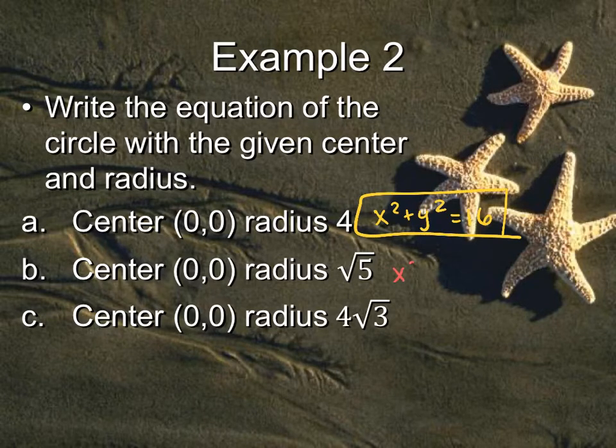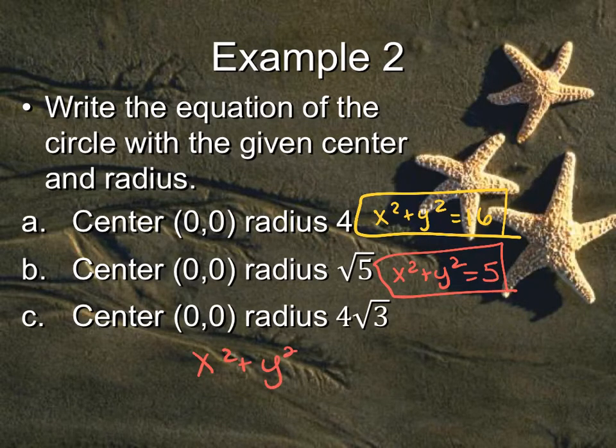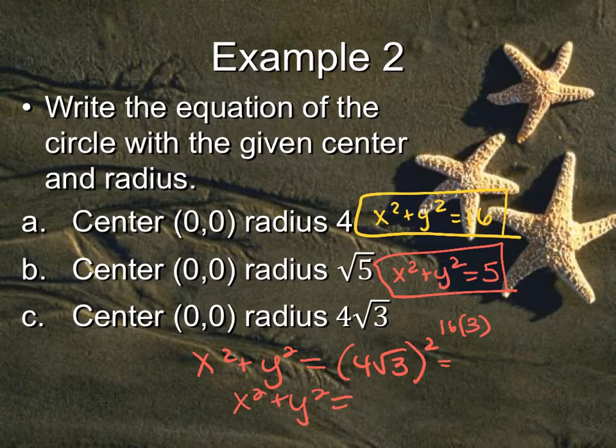This would be x squared plus y squared equals the square root of 5 squared, which is what? 5. This would be x squared plus y squared equals 4 root 3 squared. So the 4 gets squared, that's 16. The 3, good. X squared plus y squared equals 48.